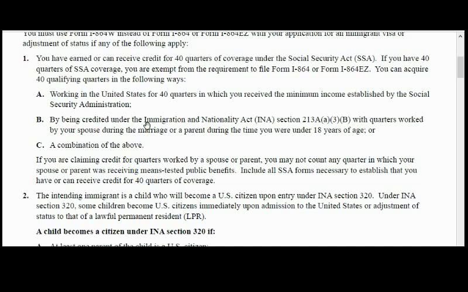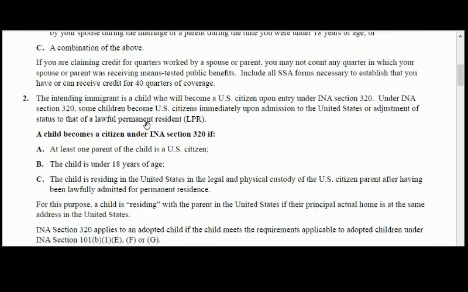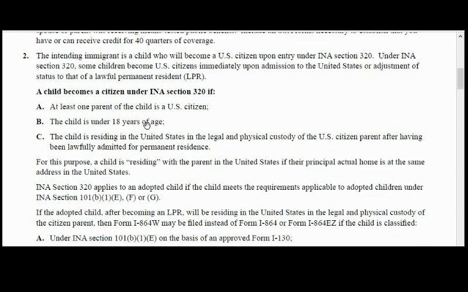Okay, so on number 2 over here, the other person who can be exempt from filling out Form I-864 is a child. If the intended immigrant is a child who will become a U.S. citizen upon entry under INA Section 320, and some children become U.S. citizens immediately upon admission to the United States of America or adjustment of status to that of lawful permanent resident.